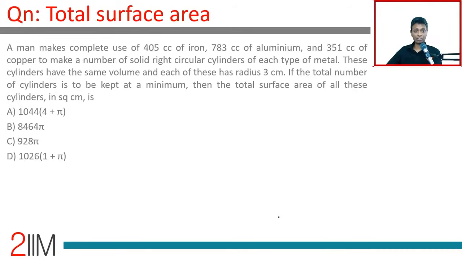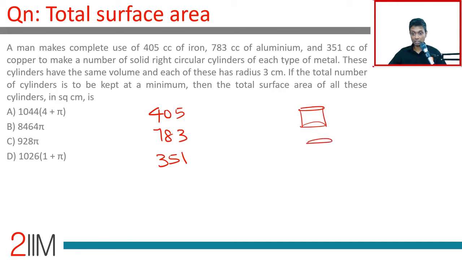Total surface area. A man makes complete use of 405 centimeter cube of iron, 783 centimeter cube of aluminium, and 351 centimeter cube of copper to make a number of solid right circular cylinders of each type of metal. And so he makes some iron, some aluminium, and some copper. And these cylinders have the same volume, and each of these has a radius of 3 centimeters.